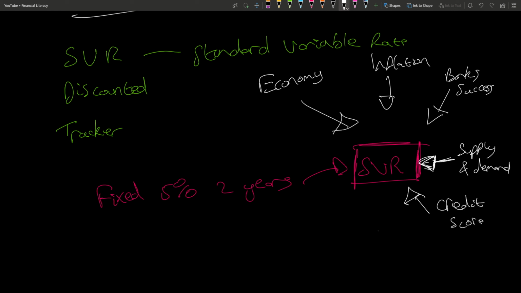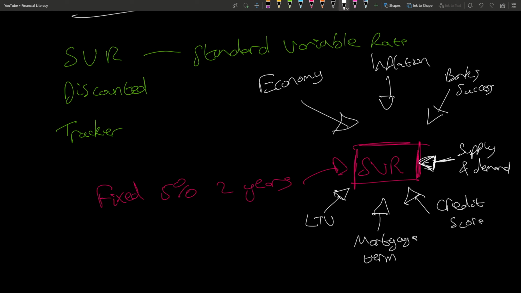Credit score, and your mortgage term, which is the length. I've got separate videos covering all this stuff. Your LTV is also used to calculate this. The LTV, the loan to value ratio, is essentially the reverse of your deposit. So the higher the deposit, the lower the LTV, and the lower the LTV, the lower your SVR.